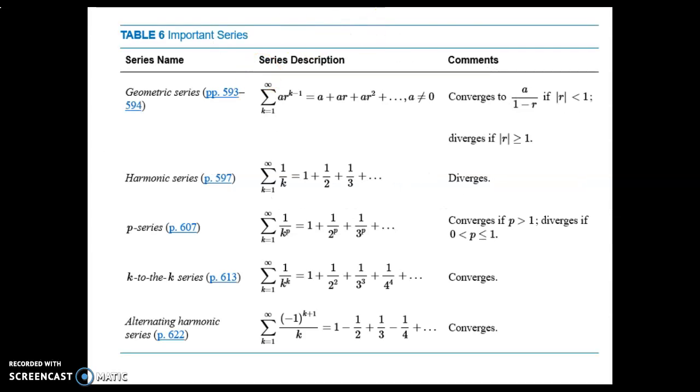So these are the well-known series. The geometric series is well known, and then the harmonic series, and then the p-series and the k to the k series. These are the well-known series. Okay, so which one of them converges? Every one of them converges except the harmonic series, which does not converge. Okay, so every time, look out and try to know whether the series converges or not.